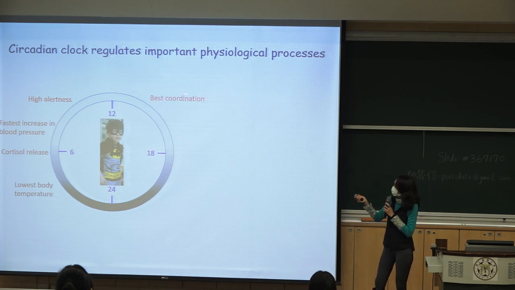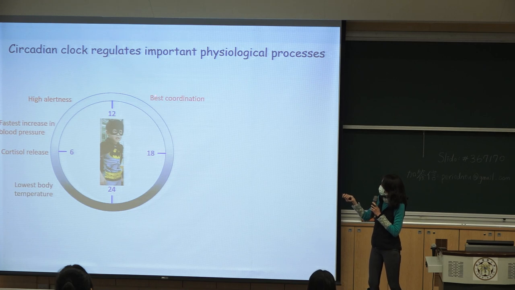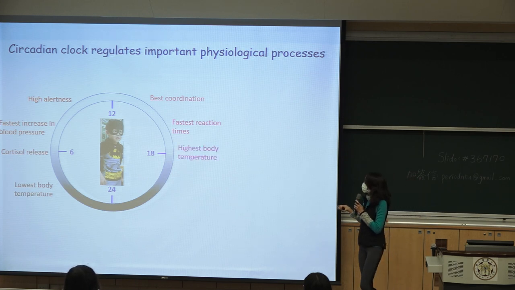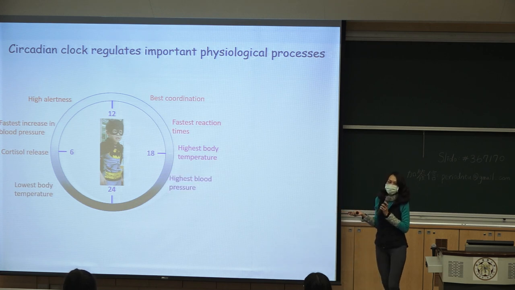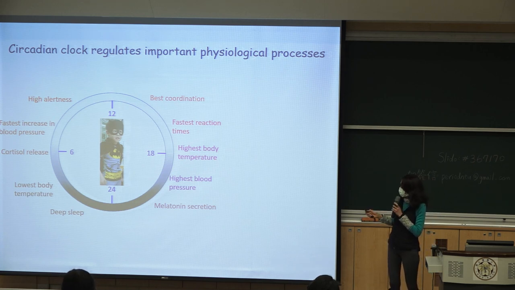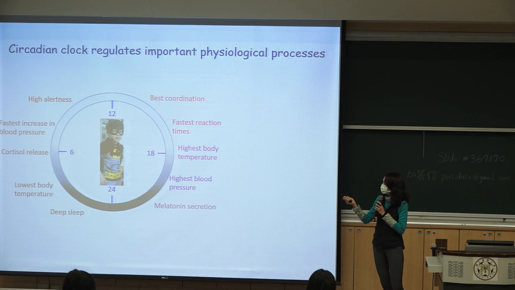And then after lunch, your body becomes best coordinated. And your reaction becomes really good. That's why when you do exercise, this is really good. And then close to sunset, your body temperature reached the highest, your blood pressure reached the highest, and around 9 or 10 o'clock, melatonin starts to secrete. You start to feel sleepy. And after midnight, you're sound asleep. This thing goes by every day. Okay, it's a cycle.